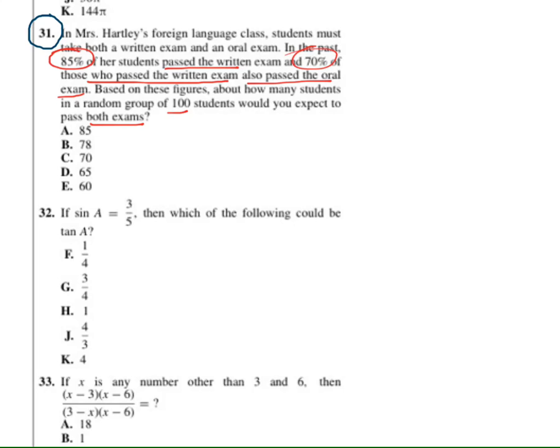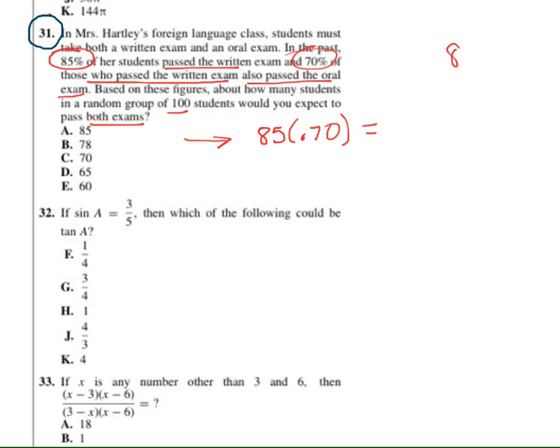Alright, well, let's first focus on how many are going to pass the written exam. 85% pass the written, so 85% of 100 means we've got 85 students that have the potential to pass both tests because they've passed the written one. And then of that 85, 70% will pass the second exam. So we just have to take 70% of 85. Now I don't have my calculator with me, but whatever number that comes out to be should be your answer.